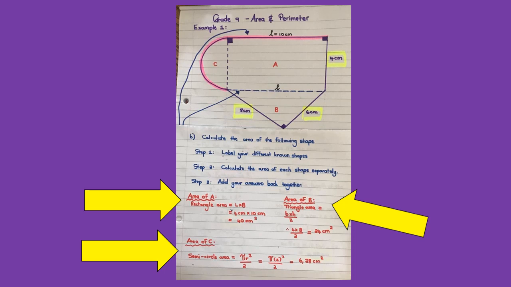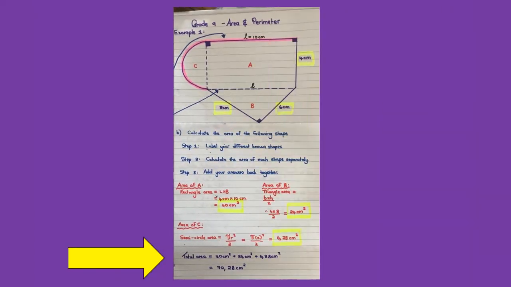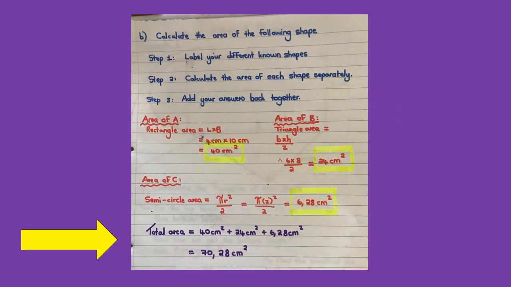Now, step 3 is you add all your answers back together. As indicated there below, 40 centimeters squared plus 24 centimeters squared plus the 6.28 centimeters squared. So the area of A, B, and C all added back together gives you 70.28 centimeters squared. And there's just a picture of it enlarged.